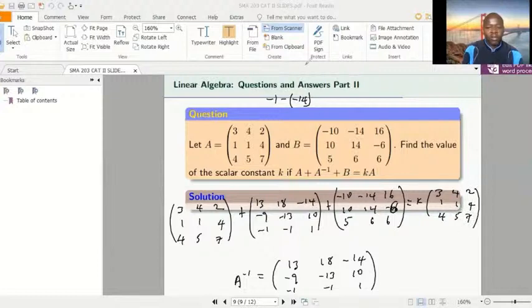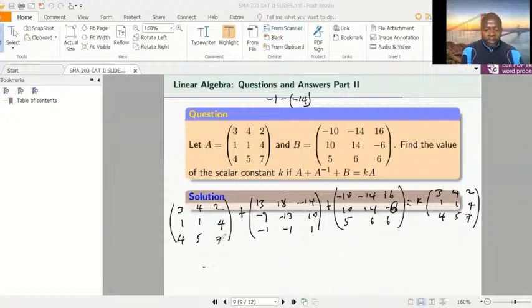Let's work on the matrix on our left side and see what we get. So let's add these matrices on the left. We don't need to add all of them. Of course, we know that if matrix A equals matrix B, then the corresponding elements must be equal. So for instance, if I add the first elements, it should be equal to 3k. So this 3 plus 13 is 16. 16 minus 10 is 6.